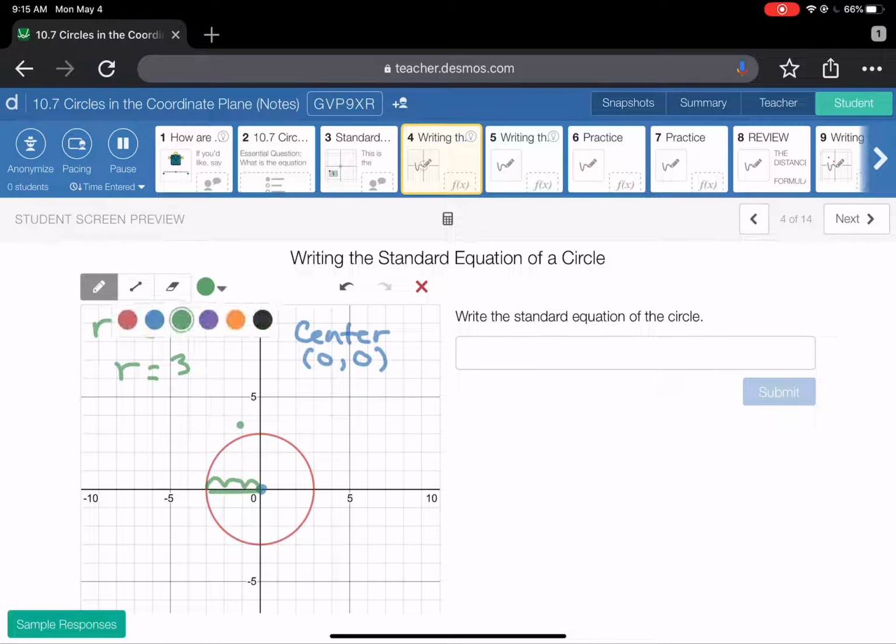All right, so now we have everything that we need to write an equation of a circle. Remember that the center is located at (h, k). So those are going to be the values.